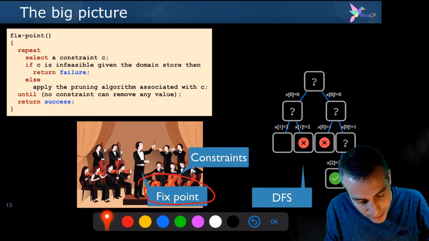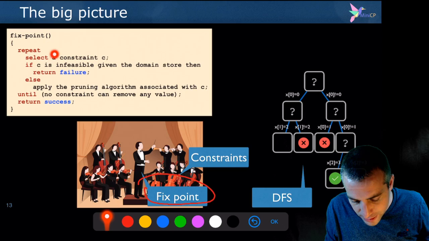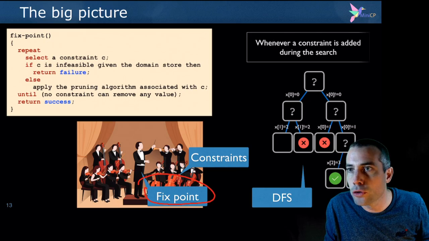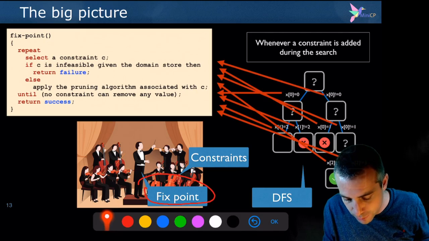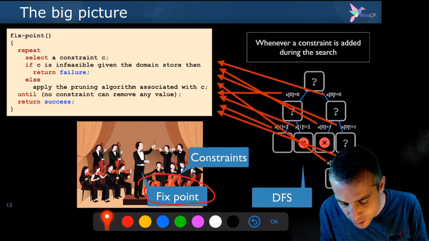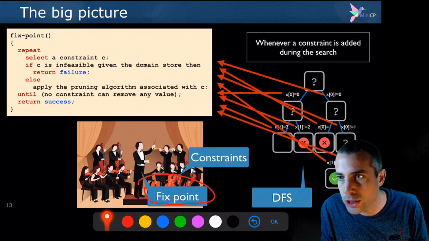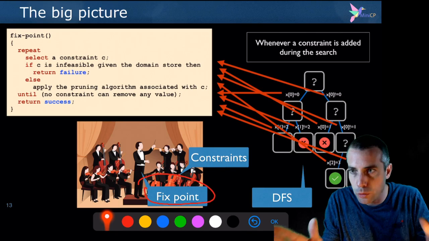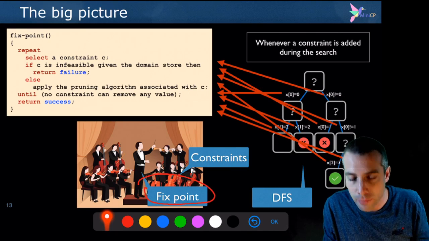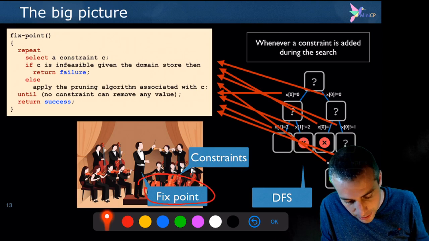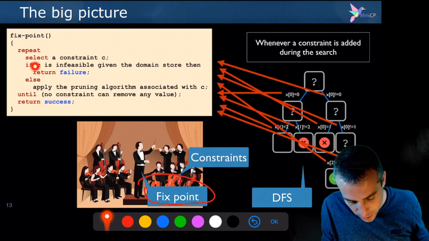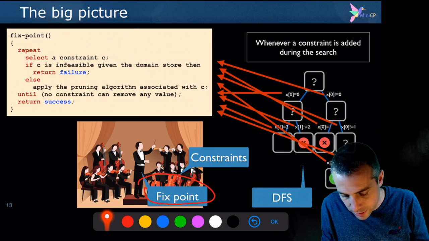And this fixed point algorithm will be executed every time you explore a node in the search tree. So every time you take one decision such that x must be equal to 0 or different from 0, every time you take a branching decision to decompose your problem into simpler problems, then you will execute the fixed point algorithm. Okay, that is called here. And the search tree will be explored in a depth-first search way.